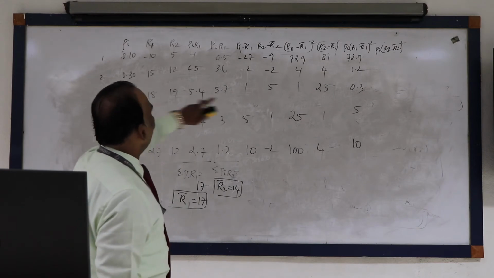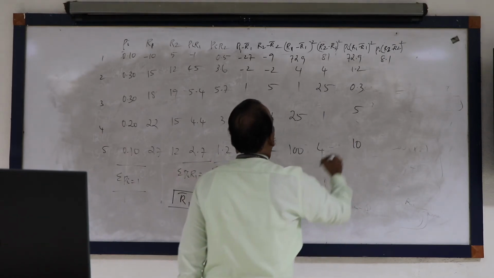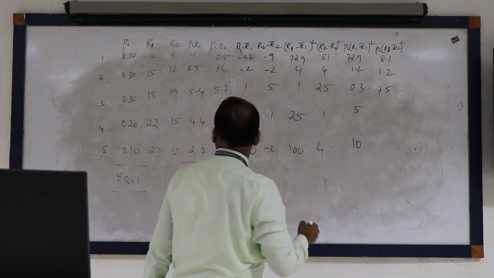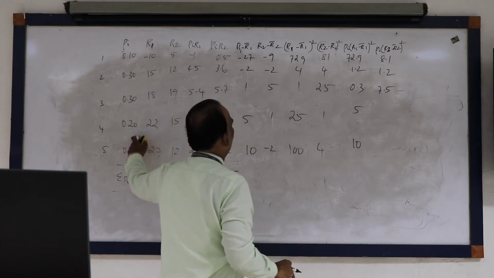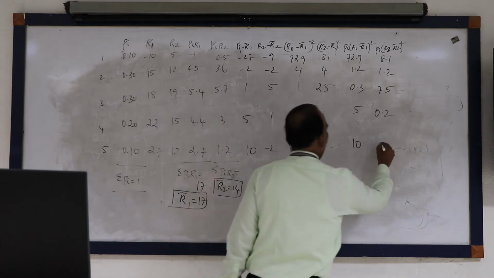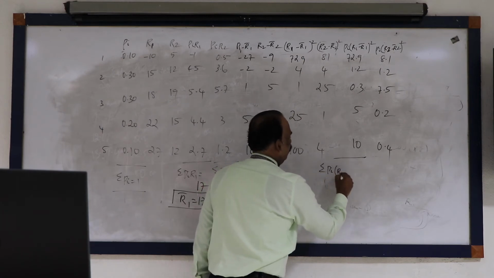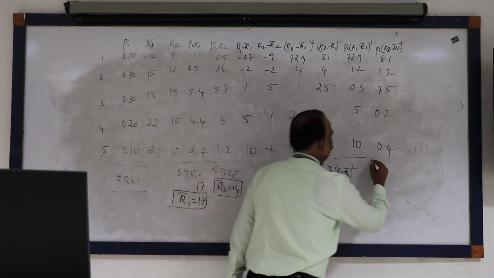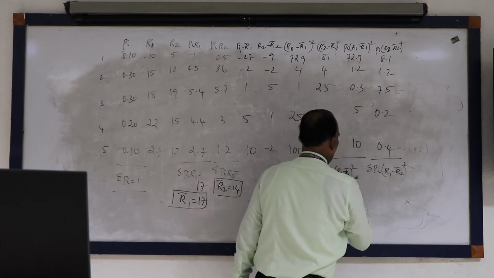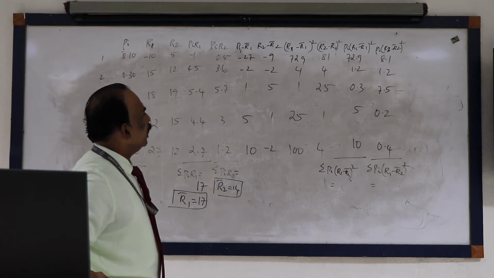Then 0.1 into 81, 8.1. 0.3 into 4, 1.2, again 25 into 0.3, 7.5, then 0.2 into 5, 0.2 into 1, then 0.1 into 4, 0.4. Okay, add this. Sigma Pi R1 minus R bar 1 whole square, and sigma Pi R2 minus R bar 2 whole square. How much comes in total? Aggregate, total this. Calculate this.